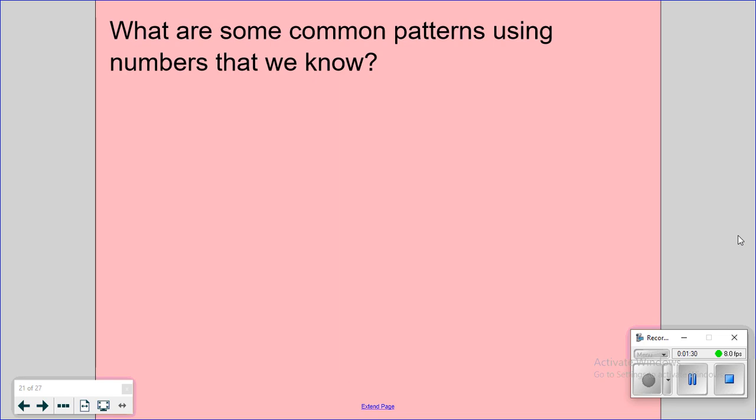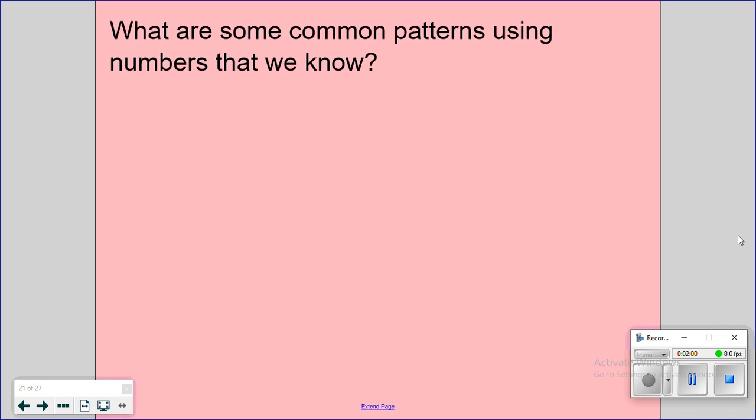Clayton? I don't know if this is the one you're talking about, but 2, 4, 6, 8, 10, then 10, 20, 30, 40, 50, 60. Yeah, what's repeating in those patterns? 10. Yeah, so instead of literally the number repeating, the change is repeating. And we know those as skip counts. That's what our skip counts are, they're common patterns of numbers.